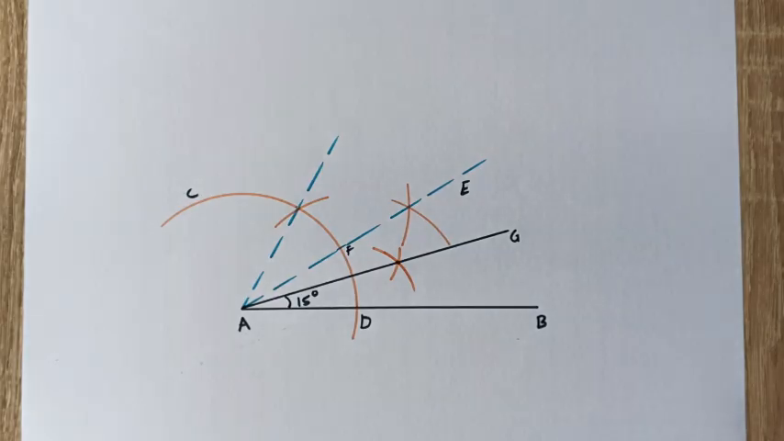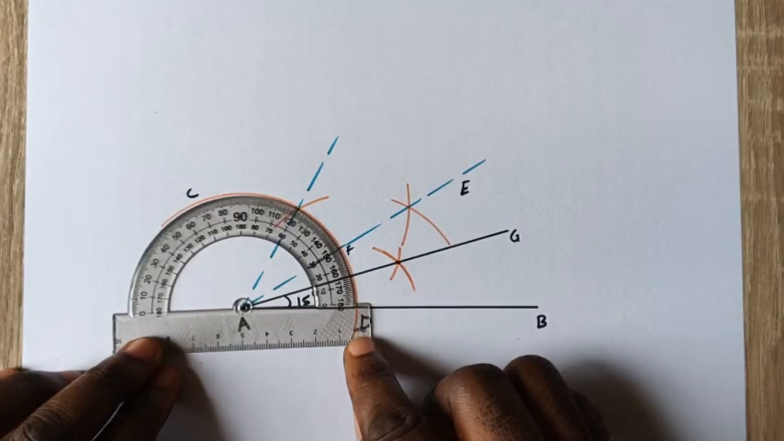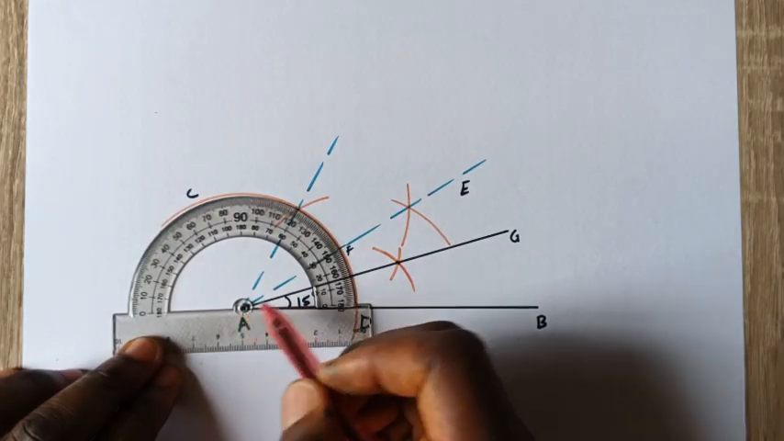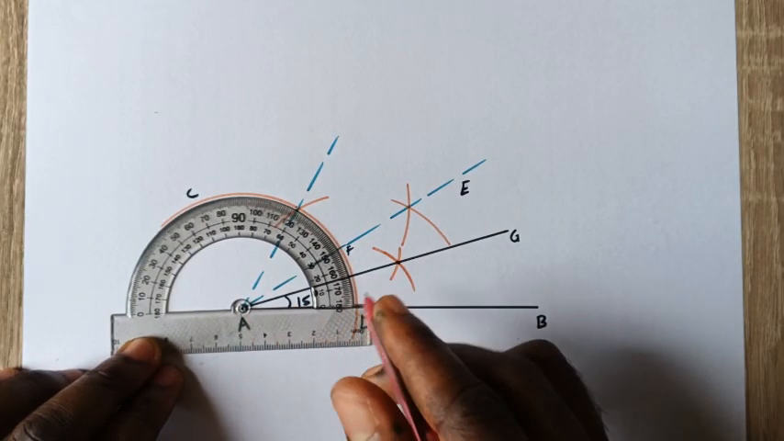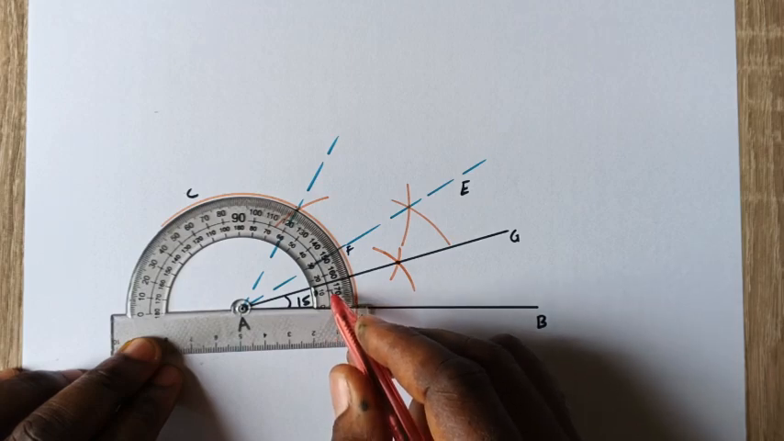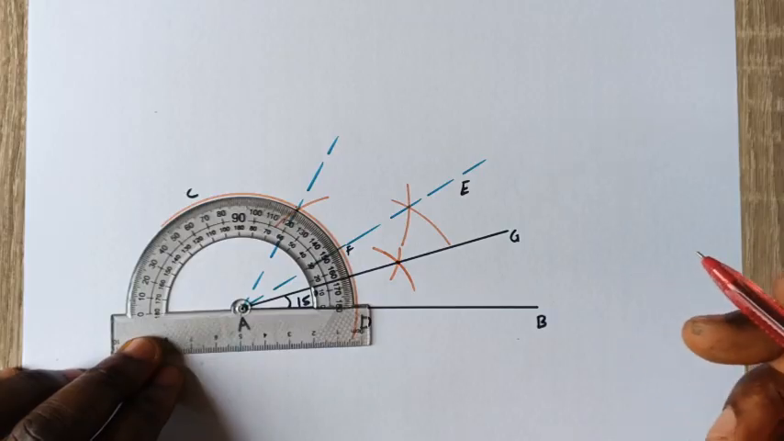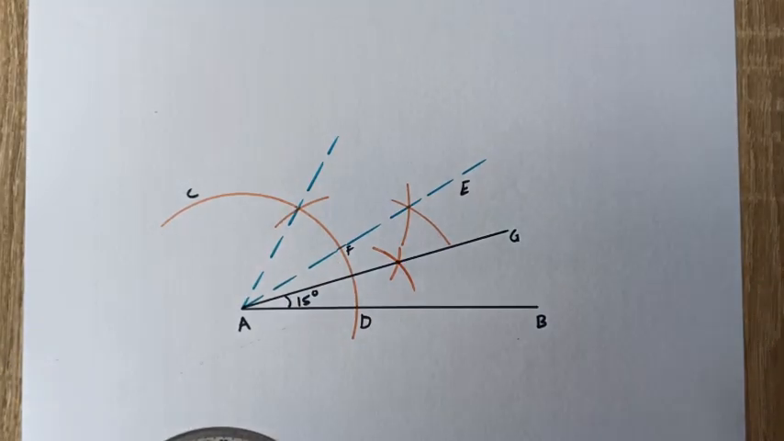So now let's check with our protractor to see. Now if you want to confirm your angle, you make sure that this point is always at the reference line. And then here we have 0, 10, and then we have 15 at this point. So this is how to construct 15 degrees angle using your pair of compass.